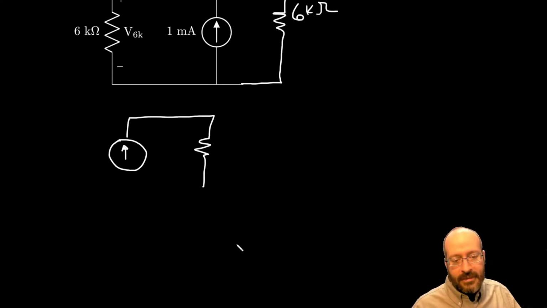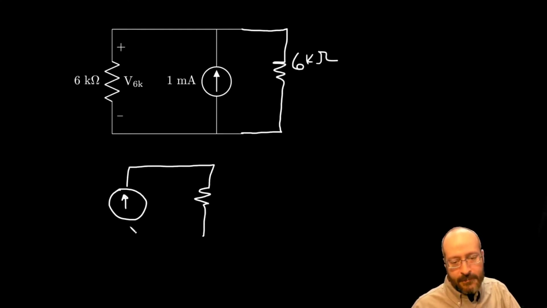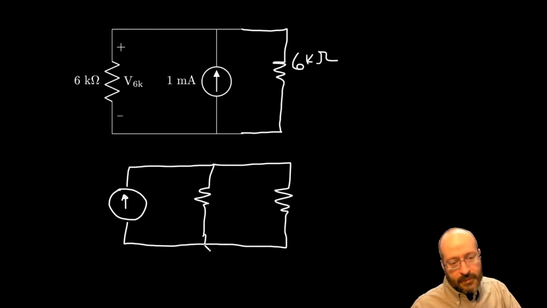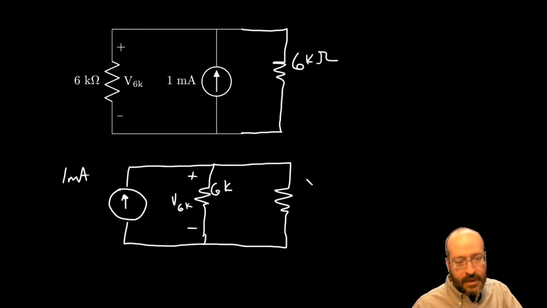But as long as the same components are connected to the same nodes, we have an equivalent circuit. So if I swap those two things, and this is 1 milliamp, and this is 6K, and let's say this is the 6K that we want to find the voltage across. Okay, that might be useful. And then this is our other 6K.